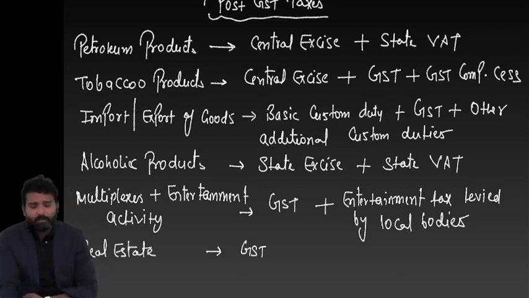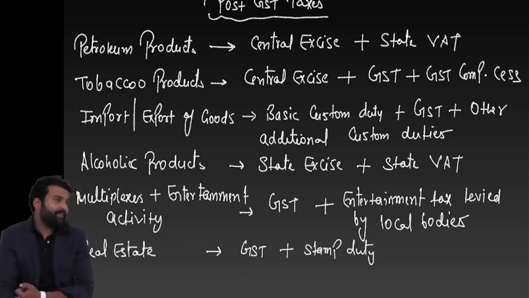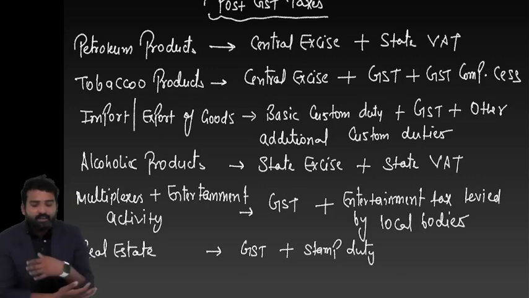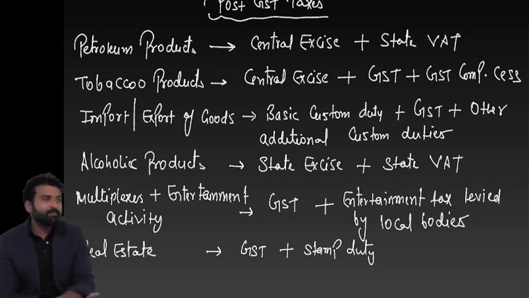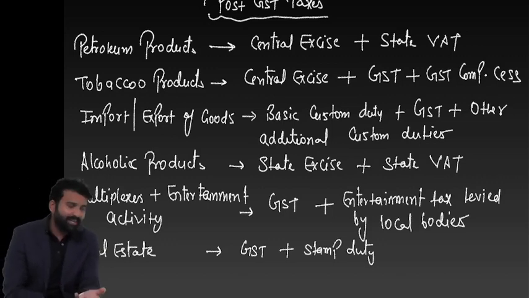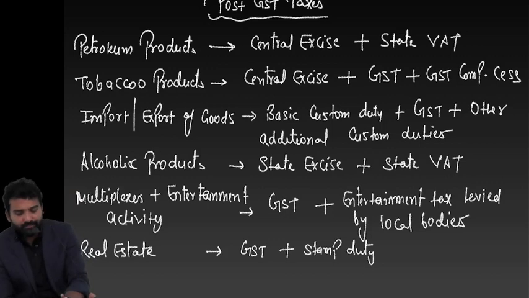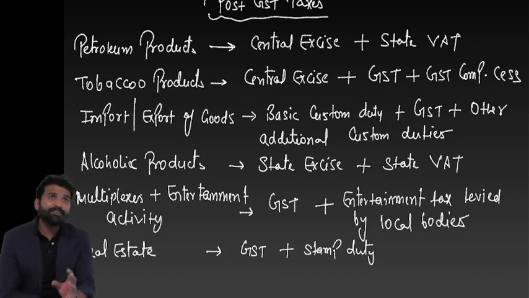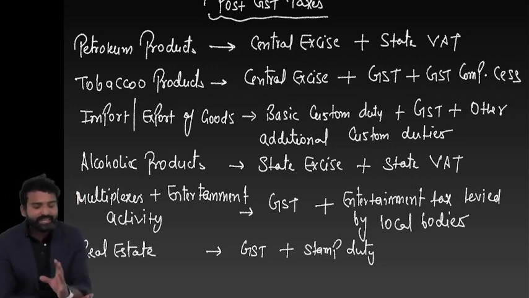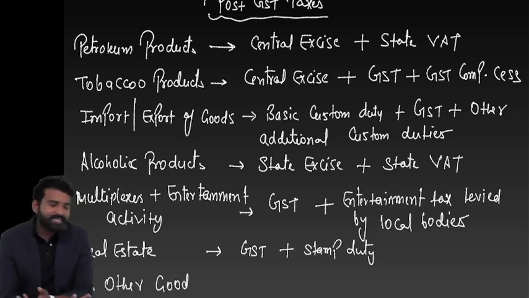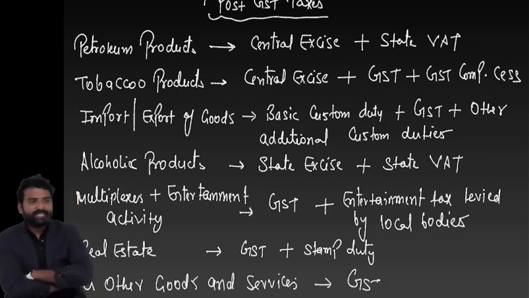On real estate properties, we have GST as well as stamp duty. We will discuss the construction activity later. So on builders, townships, apartments, flats, we have GST as well as stamp duty. When I am registering, when I am transferring my title, I also have to pay stamp duty. And for selling the flats, for doing the construction activity, we have GST. And finally, all other goods and services are covered only under the ambit of GST.